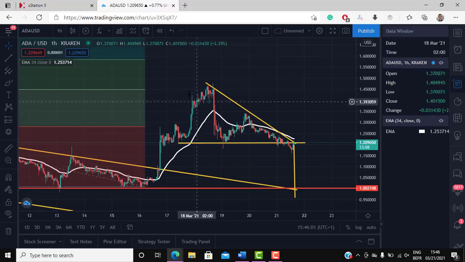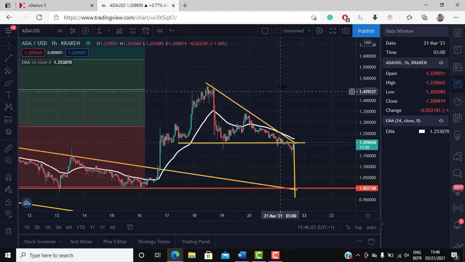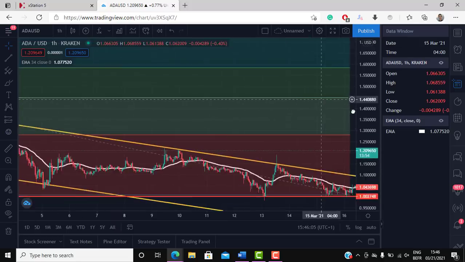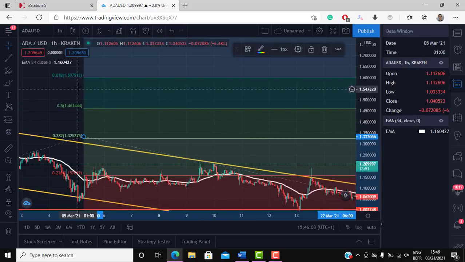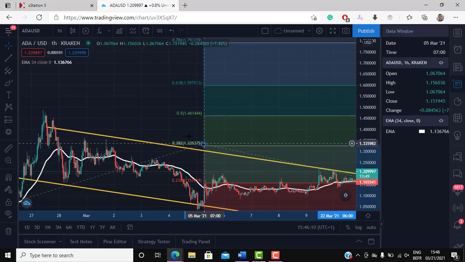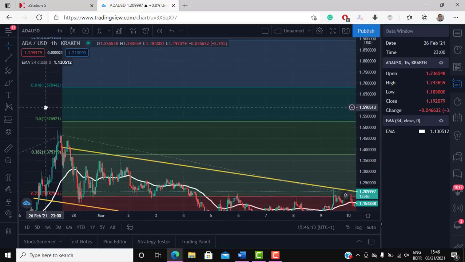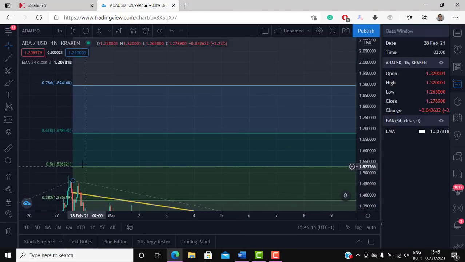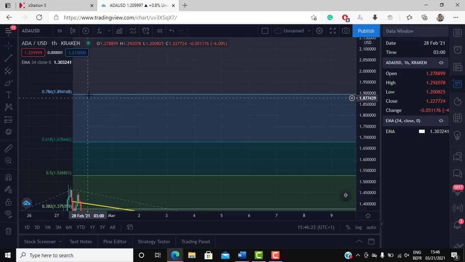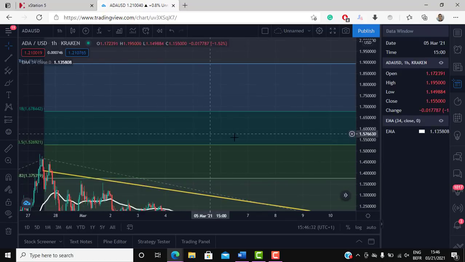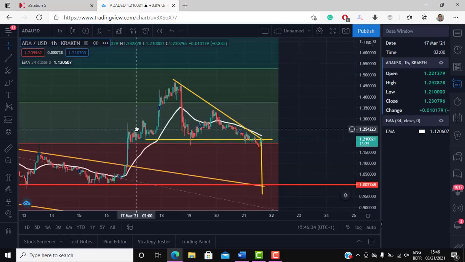Note that any break above here could send the price to the all-time highs, and if we do take the all-time highs, well, then we do have these fibs as a target that could give you the next targets here. So we do have the 1.67, we do have the 1.9. The 1.9 target is what I'm aiming for at the moment. So if we do break the all-time highs, I think that the $1.5 is the next target when it comes to Cardano. So keep these in mind.